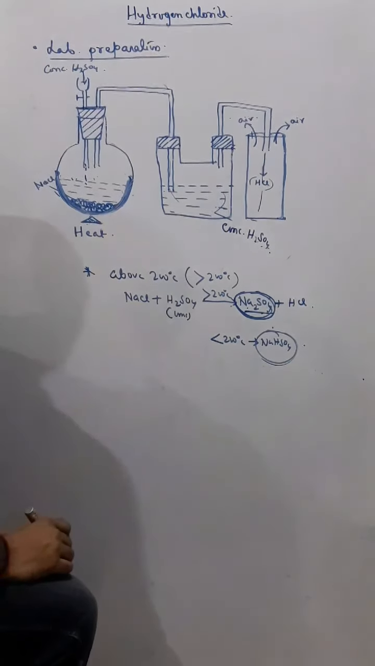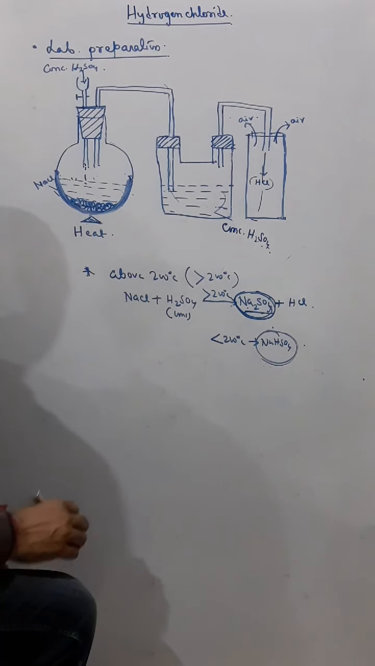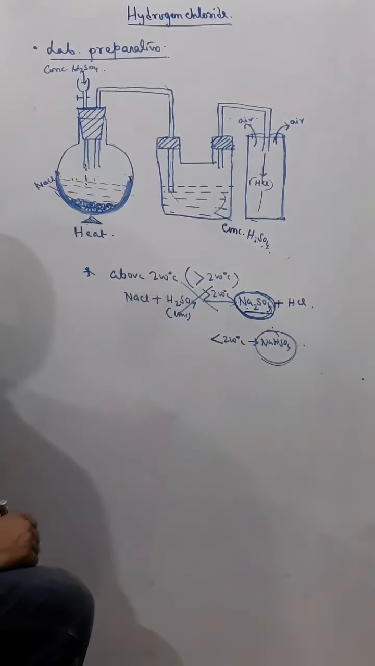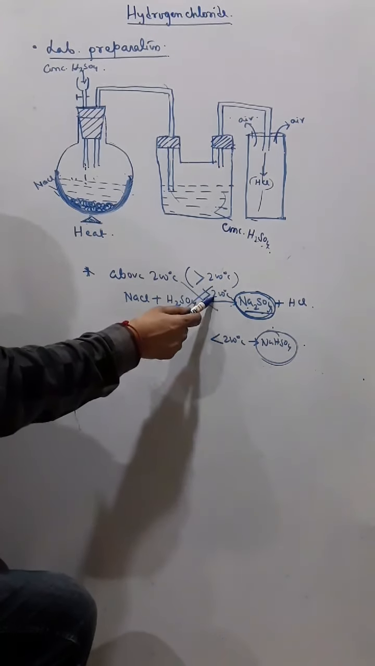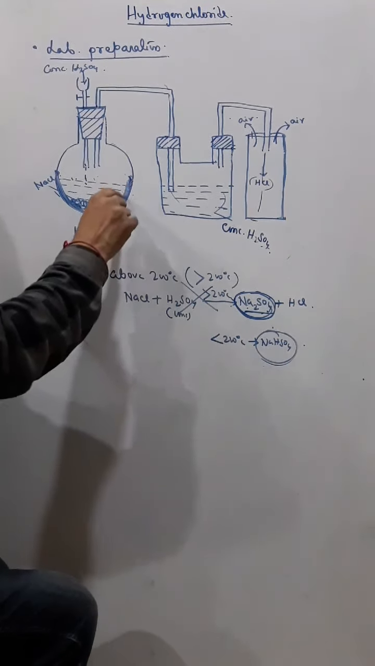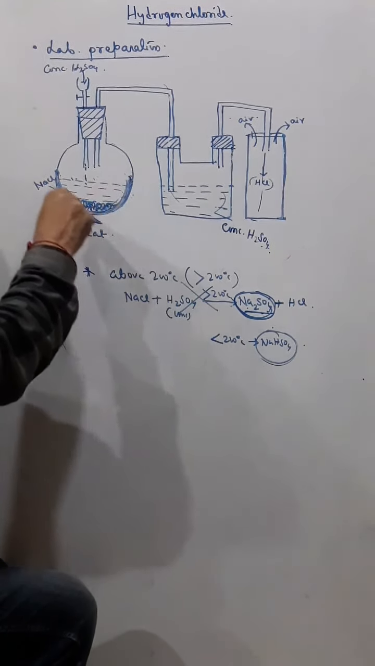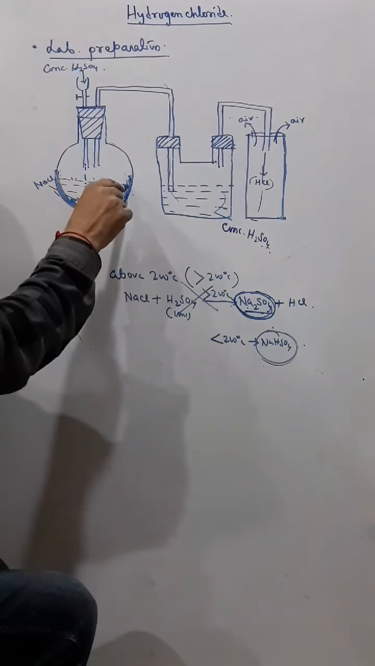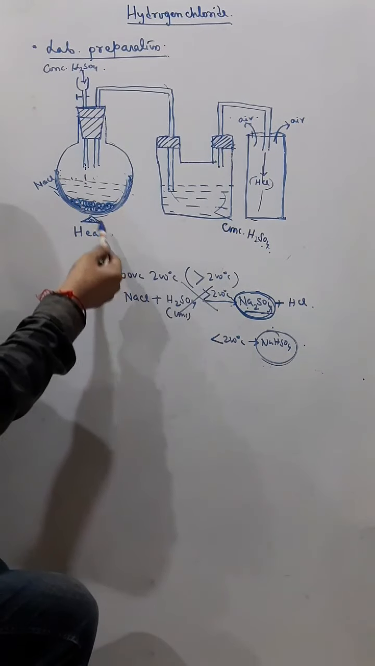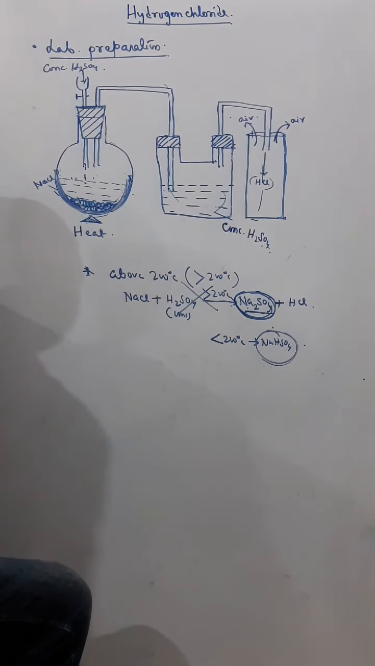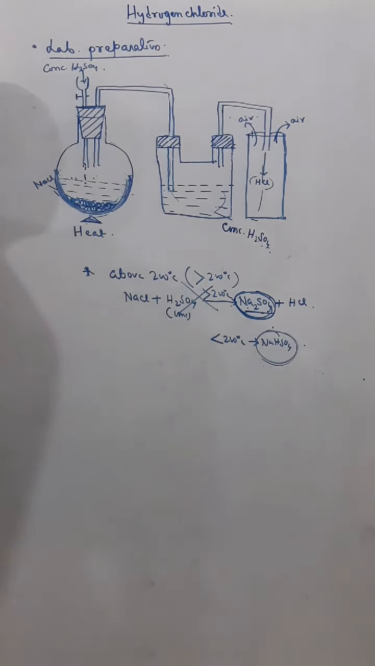Therefore, to avoid this, we should always keep the temperature below 200 degrees Celsius, not above 200 degrees Celsius, because above 200 degrees Celsius, instead of NaHSO4 we get Na2SO4, which forms a hard crust on the inner wall of the flask and is difficult to remove. It sticks to the glass, so fuel is wasted and the apparatus may crack. That is the reason we use this. So this is the laboratory preparation.